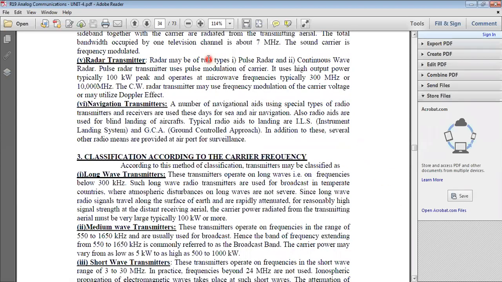Coming to another technique, that is radio transmitters. Radio transmitters are used to send radio signals. Again, in radio transmitters, there are two types, that is pulse radar and continuous wave radar.